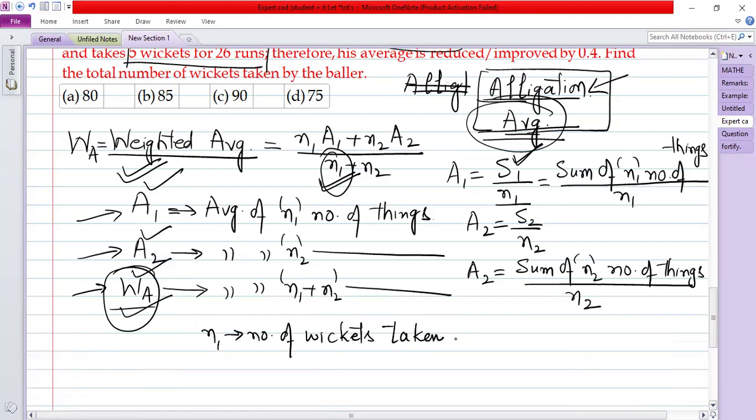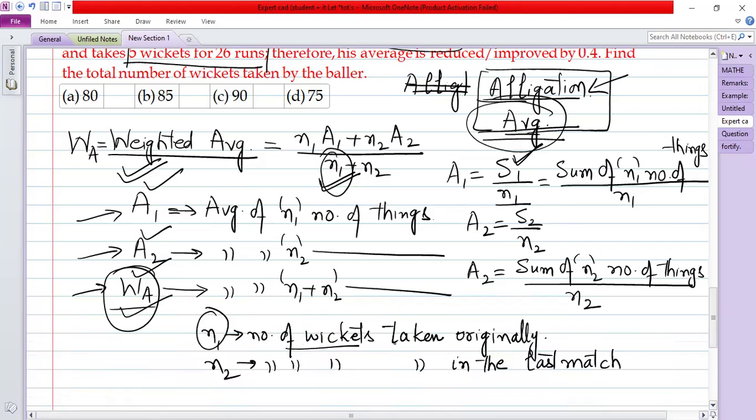Up to the last match, taken originally. And what is N2? It is the number of wickets taken in the last match. Means N1 is the number of wickets taken up to just one match before the last match, and N2 is this.